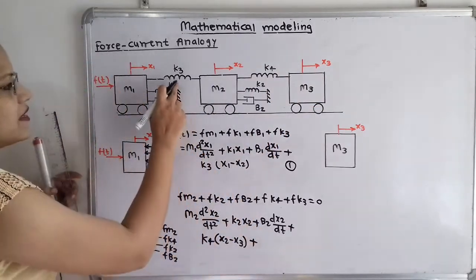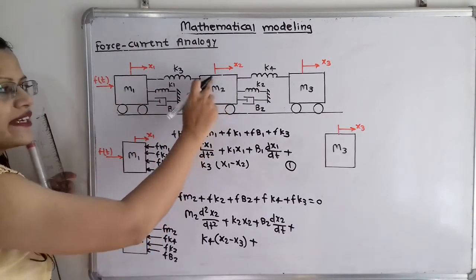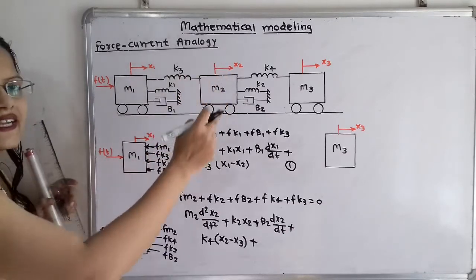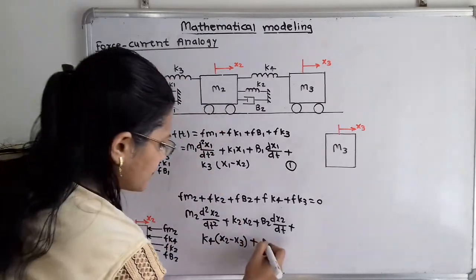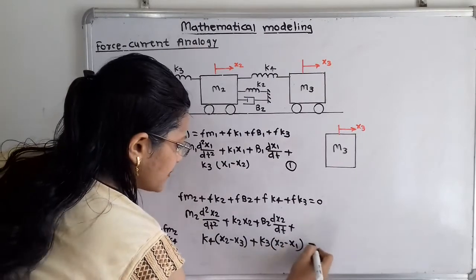plus k3. Now k3 is in between m1 and m2, but this is the free body diagram of m2, so I have to take x2 first while taking the difference. So I will write k3 x2 minus x1, bracket complete, which is equal to 0.